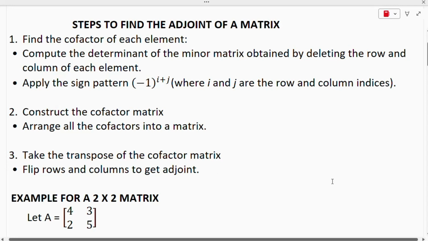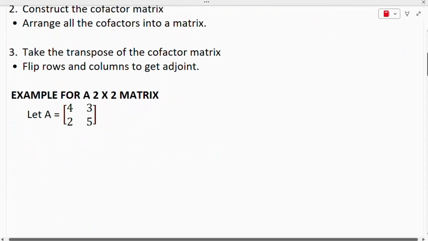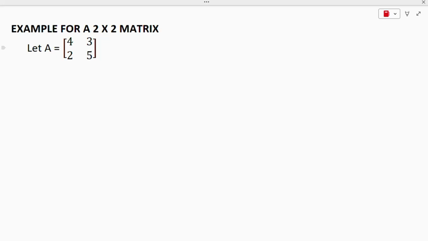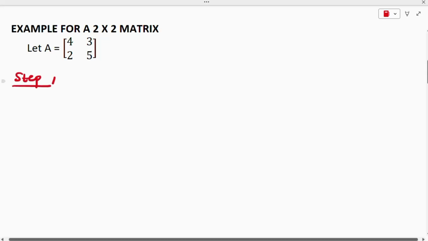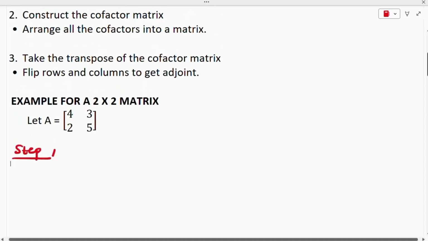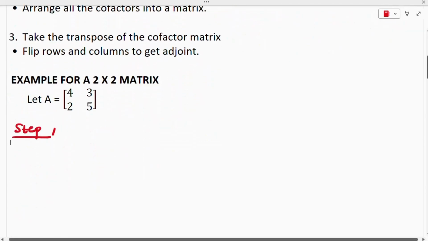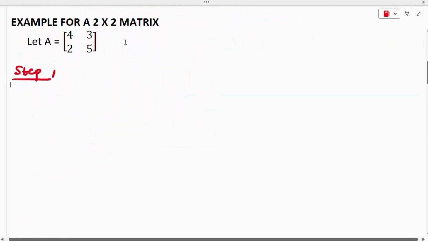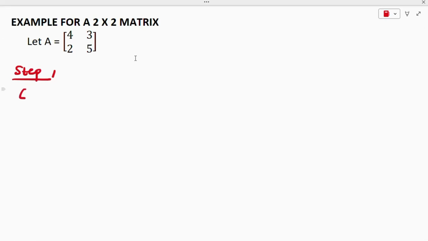So let's take a look at an example of a 2 by 2 matrix. Let A be equal to [4 3; 2 5]. We have to find the adjoint of this matrix. So let's go into step 1. Step 1 says that we should find the cofactor of each element, and remember to apply the sign pattern, which is minus 1 raised to the power of i plus j, where i is the row and j is the column.